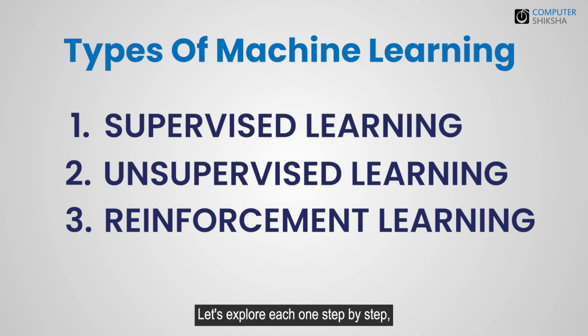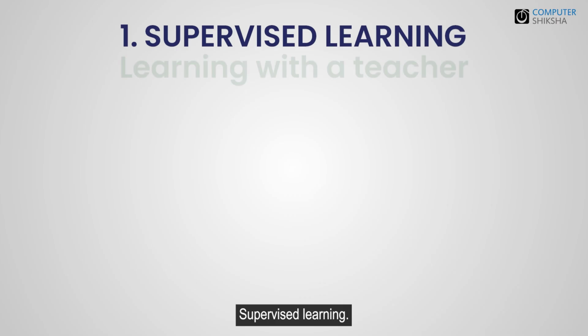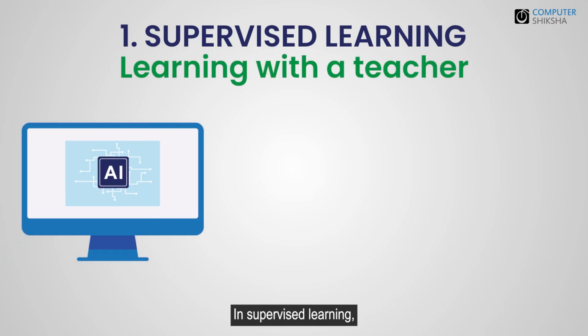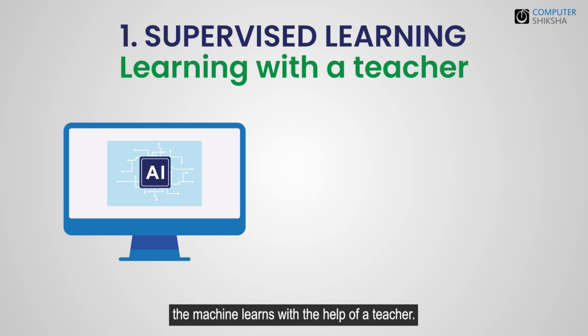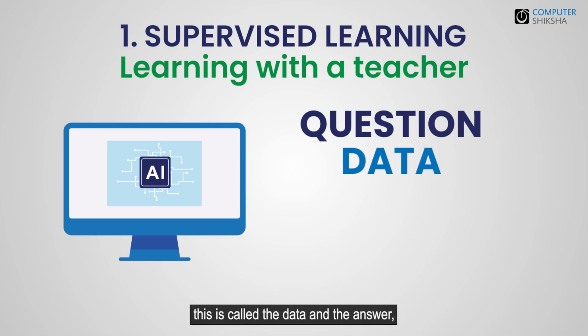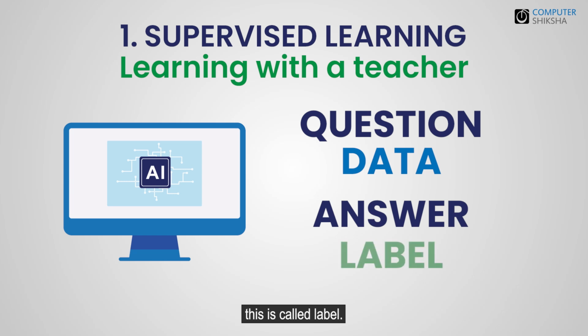Let's explore each one step by step with simple examples you can relate to. Supervised learning. Learning with a teacher. In supervised learning, the machine learns with the help of a teacher. Here, the teacher gives both things: the question, this is called the data, and the answer, this is called the label.